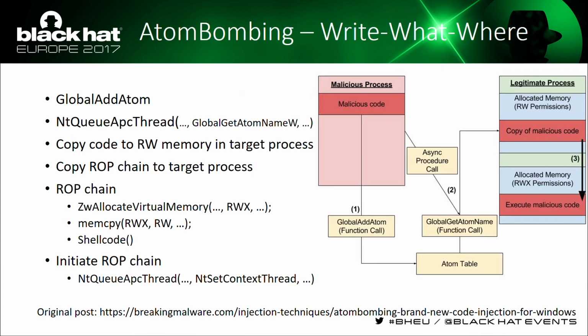The way this technique works is that a malicious process, for example, can take malicious code and place it inside of the global atom table using an API called GlobalAddAtom. Once this code is in the atom table, it uses async procedure calls to get a target process, which is a legitimate process, to retrieve the code from the atom table and write it to a read-write section in the address space of the legitimate process.